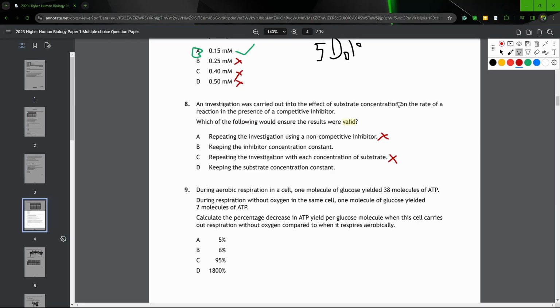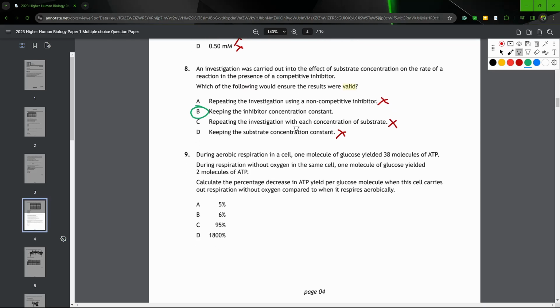It's the effect of substrate concentration on the rate of reaction in presence of a competitive inhibitor, which means keeping the substrate concentration constant doesn't make any sense, because we're changing it in the experiment. It's like doing an experiment to see how temperature affects the rate of reaction, but then you keep the temperature the same. That's just going to give you a garbage experiment. So D can't be right. So it has to be B, keeping the inhibitor concentration constant, because in science you really shouldn't be changing more than one variable. So keep your inhibitor concentration constant.